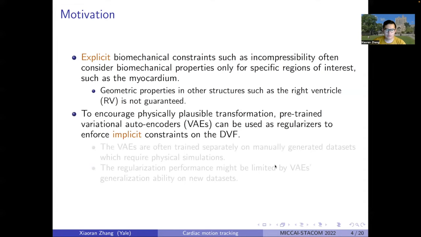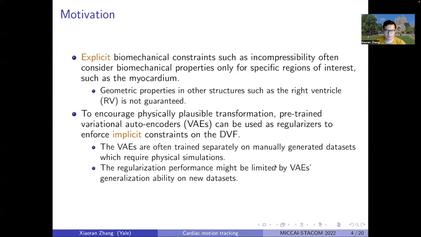To encourage physically plausible transformation, pre-trained variational autoencoders can be used as regularizers in the registration pipeline to enforce implicit constraint to the DVF. However, such regularizers are often trained separately on manually generated datasets, which require physical simulations and thus can be time-consuming and complicated. Due to the inter-subject variability in clinical datasets, such network-based regularizers might also be biased when evaluating new datasets.